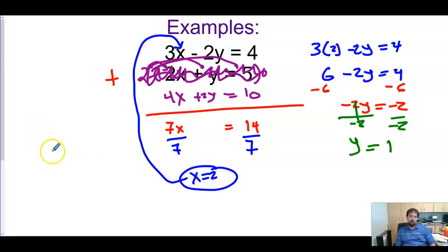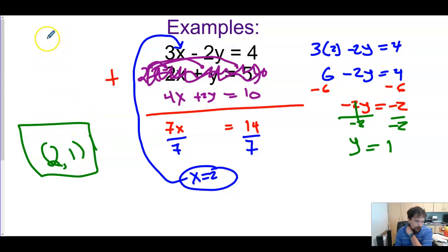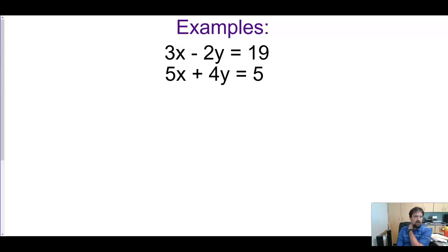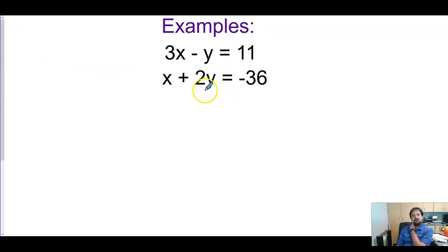Now we put it in coordinate form. Our x comes first, then our y. And there is my coordinate. Alright, let's try another one. We're going to skip this one actually and do this one.